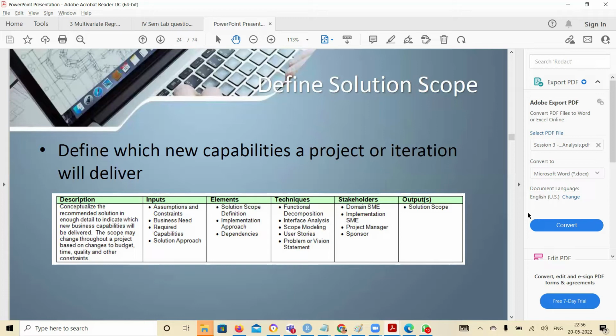Input. Yes. Assumptions and constraints, business need, requirement capabilities, and solution approach. These are everything that we have discussed so far, right? So we need all of these to create what? We need solution scope definition of what is in scope, what will be delivered, implementation approach, and if there are any dependencies.